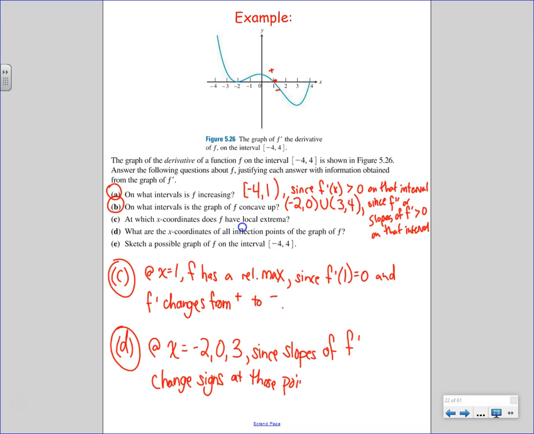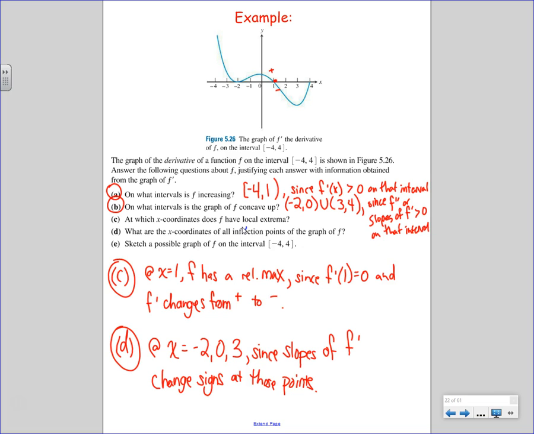So you could have said the signs of F double prime change at those points. You could have said the slopes of F prime, which are F double prime values, change signs at those points. Or you could have said F prime changes from decreasing to increasing and vice versa at those points. So relative extrema of the derivative are points of inflection of the original, right? Cool.